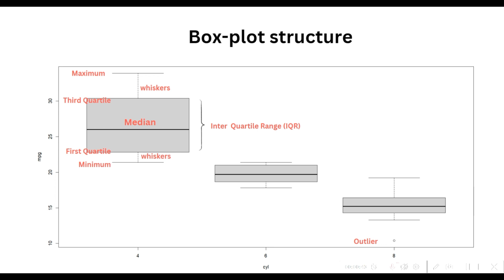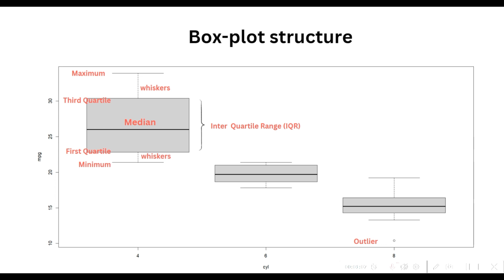Let's look at the box plot closely and understand the 5-number summary statistics. The minimum value is the smallest value in the dataset. The first quartile, also known as Q1, is the value below which 25% of the data points lie. The median is the value below which 50% of the data points lie.